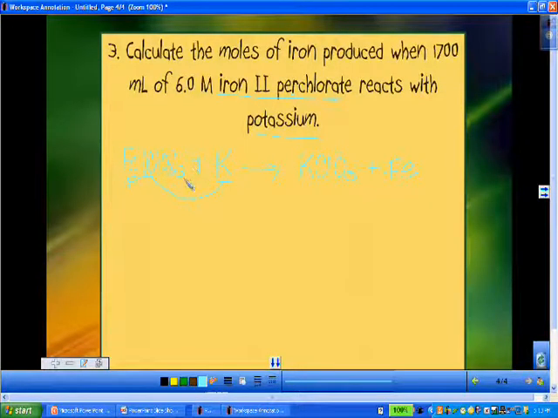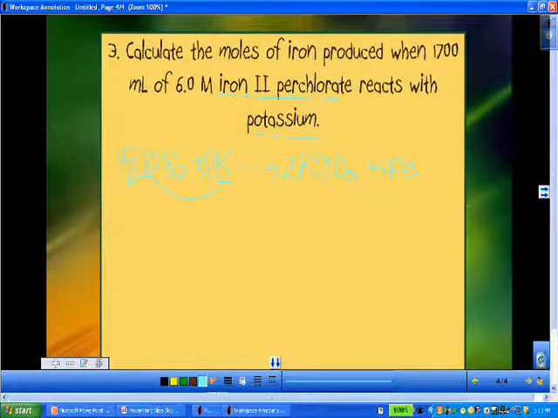We have, sorry about that, this is not iron 3 chlorate, this is iron 2 chlorate. Maybe you caught that before I did. And so we have two chlorines and 6 oxygens, and so we need to adjust that here. And then now we need to adjust the number of potassium, and this will be 1 to 1.